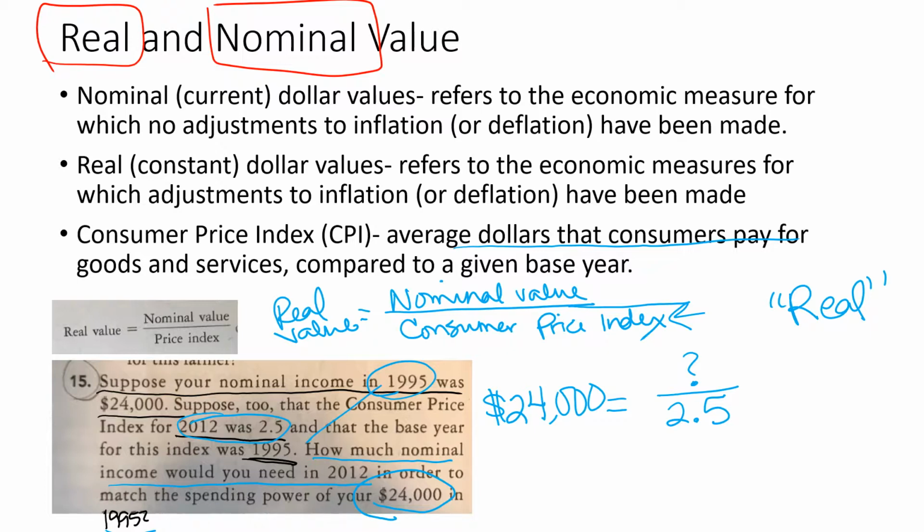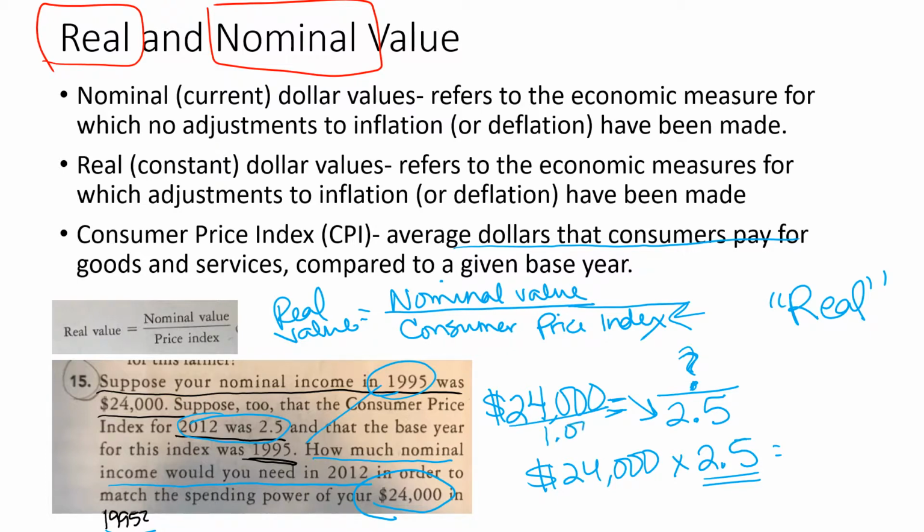So in order to match that $24,000, we need to calculate this out. How are we going to solve for the question mark here? Well, if you have done cross multiplying and dividing, you're just going to take $24,000 times 2.5. Why do we do that? Because we know that consumers are spending 2.5 times more than they used to spend, so they need to make 2.5 times more than what they are making now.